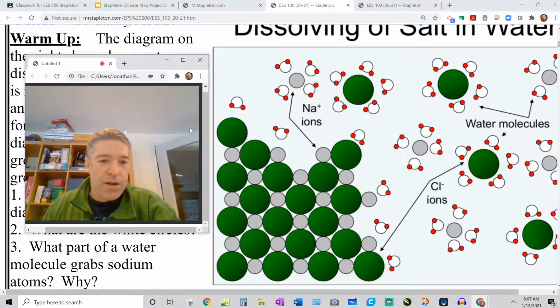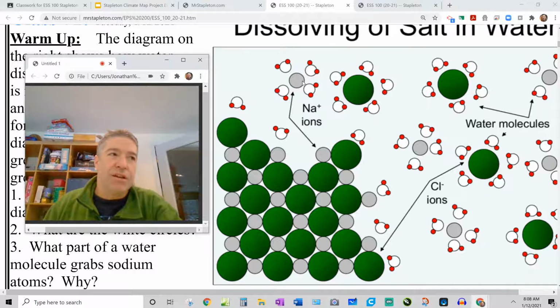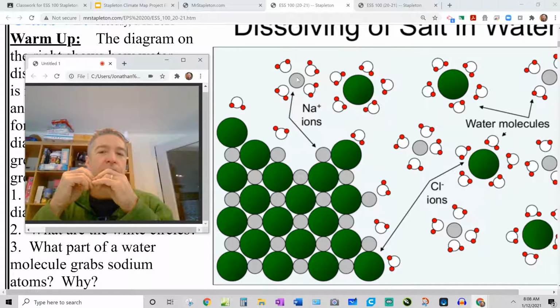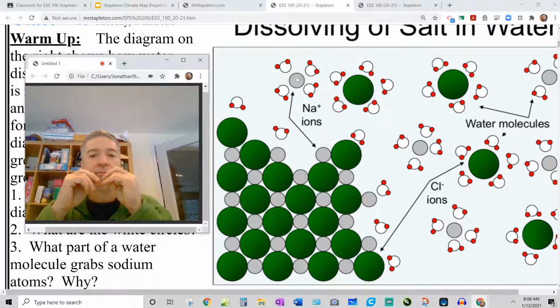But the question, number 3: what part of a water molecule grabs sodium atoms? Now here they call them sodium ions. We haven't really gotten too much into chemistry. You'll do that probably in 11th grade, but the gray, that's a sodium ion, and there are two different ways to get at the answer to this question. What part of a water molecule grabs sodium atoms? So if you look at that gray that my mouse is on, can anybody tell me what part of a water molecule is going to grab that? Is it going to be the hydrogen or is it going to be the oxygen?